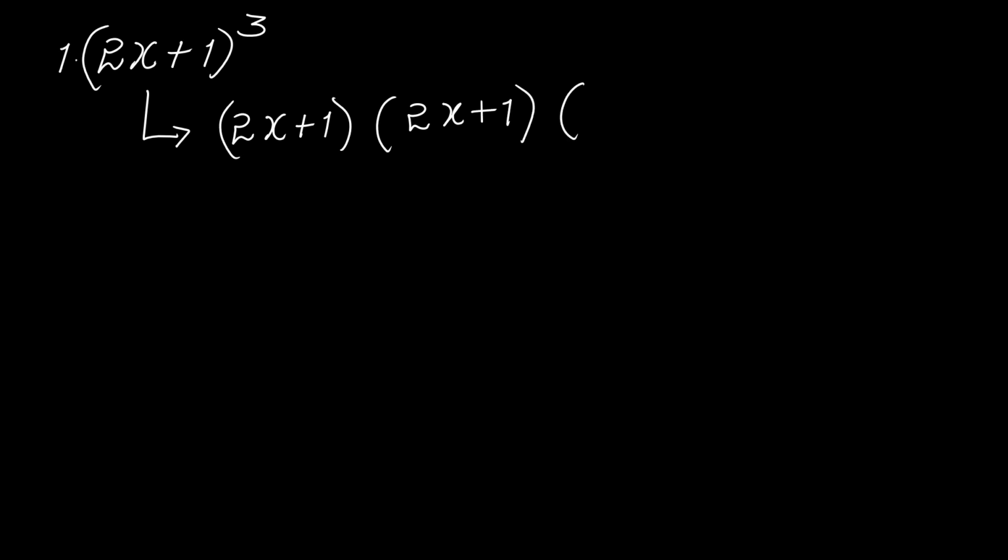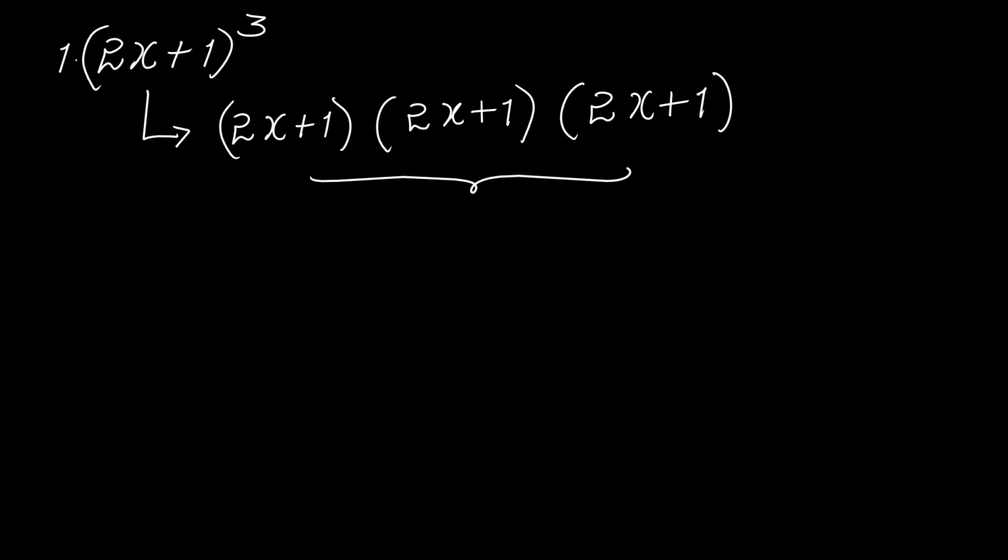Now let's solve this question: (2x + 1) whole cube. When you see cube, don't panic. Cube simply means multiply 3 times, like (2x + 1) multiplied by (2x + 1) multiplied by (2x + 1). But expanding 3 times is a waste of time, so we use the formula. Now write the formula.